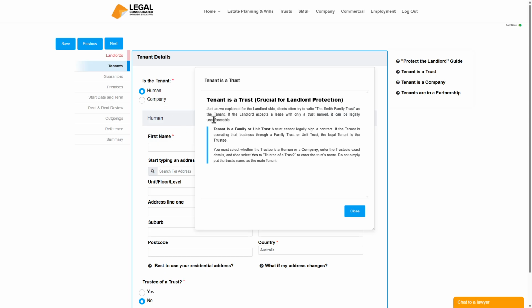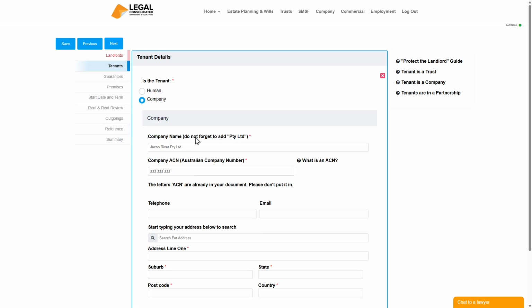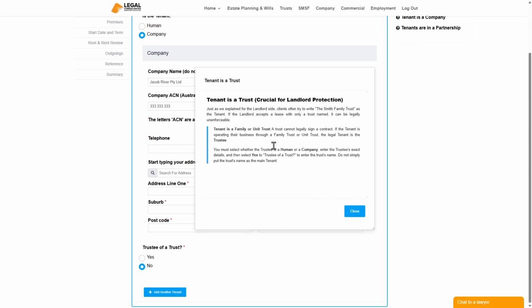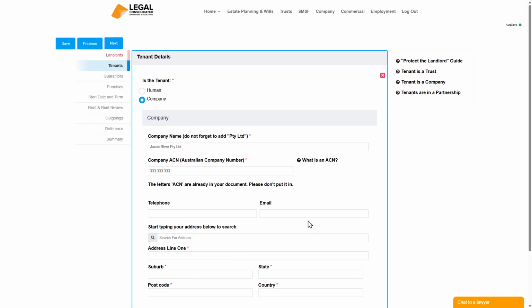Now, the Smith Family Trust in this instance has a proprietary limited company as the trustee, so Jacob River Proprietary Limited, with an ACN, which stands for Australian Company Number, and you can search that at ABN Lookup or at the ASIC website. You want to make sure you're dealing with the correct company. But in this instance, Jacob River is actually acting as trustee of a family trust.